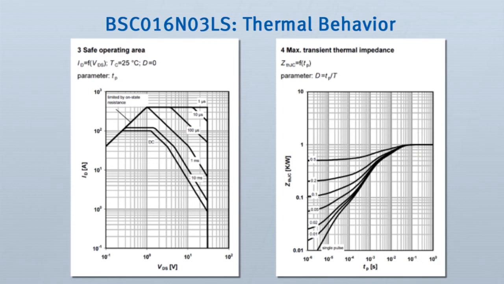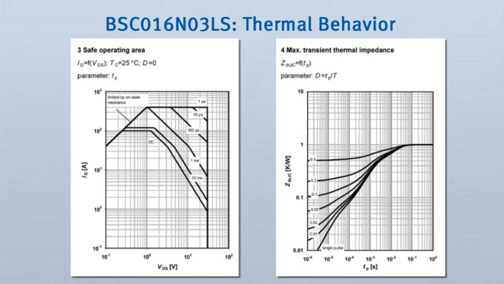Another useful diagram for short time pulses is the ZthJC junction-to-case diagram. And here you see also that after 100 milliseconds at the latest, the chip itself is completely heated. It works in continuous mode. Compared to our 1 second pulse, this is not useful.